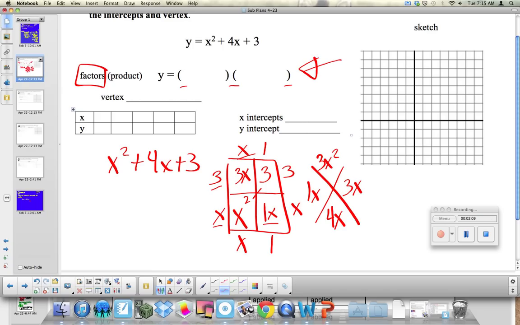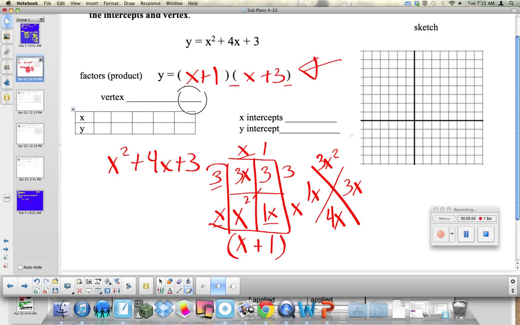My factors are going to be written based on the dimensions of the rectangle. So x plus 1 is one factor, and x plus 3 is the other factor because it's the other side of the rectangle. So now I have the factors written, and why are those so important? Hopefully you remember they help you find some intercepts real fast. So let's review how to find intercepts.